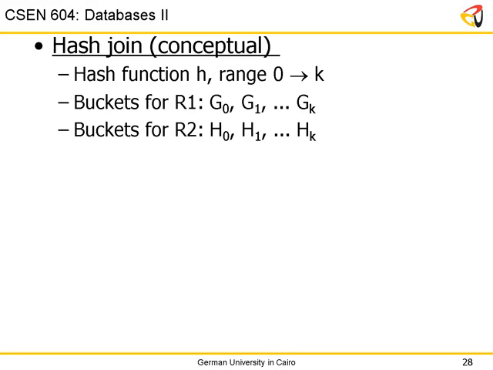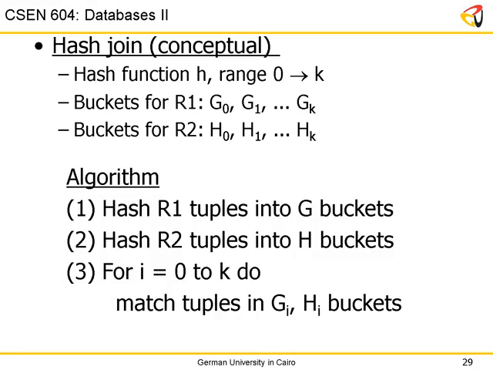Now, this is the algorithm I have just been describing. I will hash R1 tuples. When I talk about R1 tuples, I mean R1.c, the column that we're joining on. So this should be written as: hash R1.c into G buckets, hash R2.c into H buckets. And then match the tuples in G sub i and H sub i buckets.